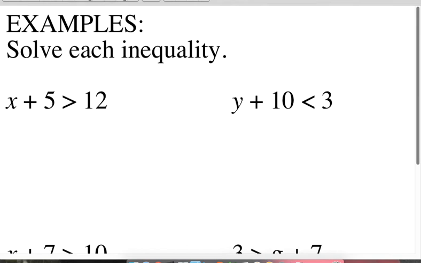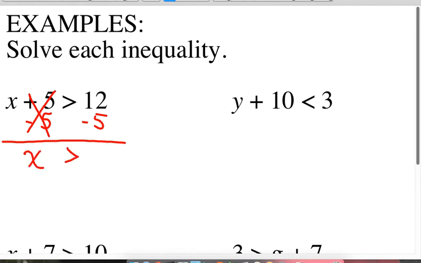Okay, well, x is the variable, he's grumpy, and he wants to be alone. Who's bugging him? Plus 5. What's the opposite of add 5? You should know, subtract 5 on both sides. Right? There's that cancel out. There's my x. There's my greater than symbol.